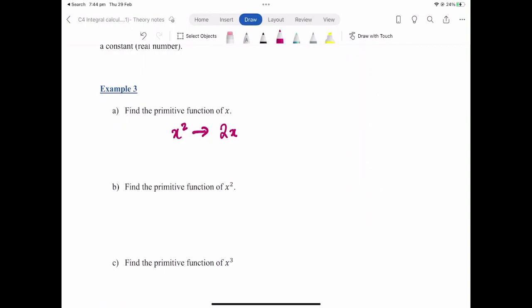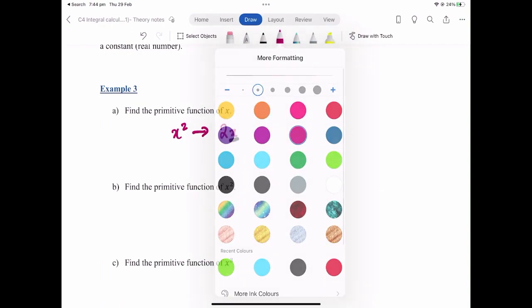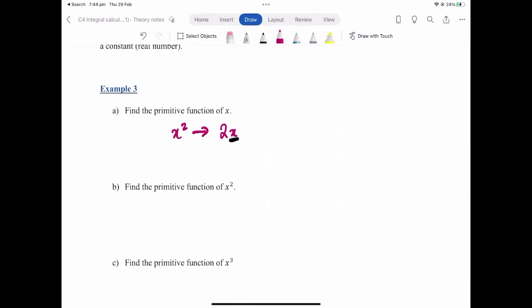But the issue is, I don't want 2x. I just want this x component. So what do I need to do to this 2x to get the x by itself? Well, if I multiply this by a half, that just gives me x. But it means that on the right-hand side, I needed to originally have the half as well. So this side here is a half x squared.